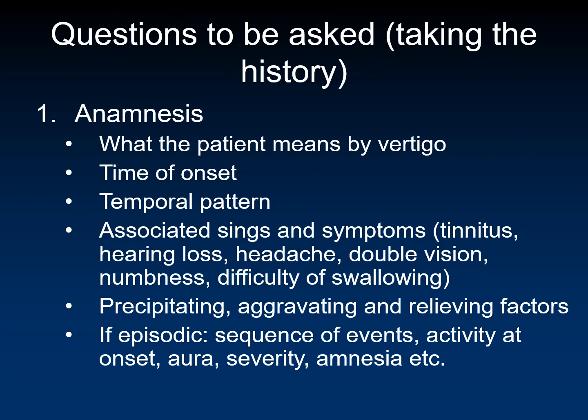Questions to be asked when taking the history. Anamnesis: what does the patient mean by vertigo, time of onset, temporal pattern, associated signs and symptoms, tinnitus, hearing loss, headache, double vision, numbness, difficulty swallowing, precipitating, aggravating, and relieving factors, if an episodic sequence of events, activity at onset, aura, severity.